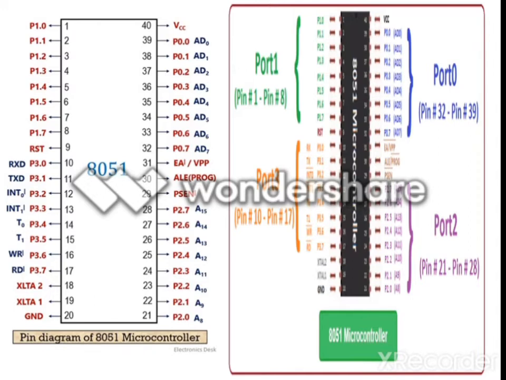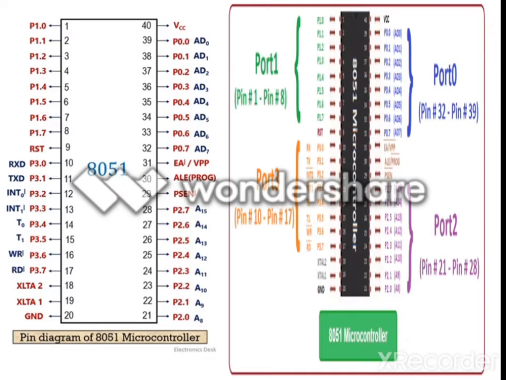Then pin numbers 18 and 19 are used for crystal 1 and crystal 2, that means for oscillator purpose. Then pin number 20 is used for ground. Then after that, pin numbers 21 to 28 are used for port 2 plus the higher order address bus. That means P2.0, 2.1, 2.2, 2.3, 2.4, 2.5, 2.6 and 2.7, and it's combined with the higher order address bus like A8 to A15.